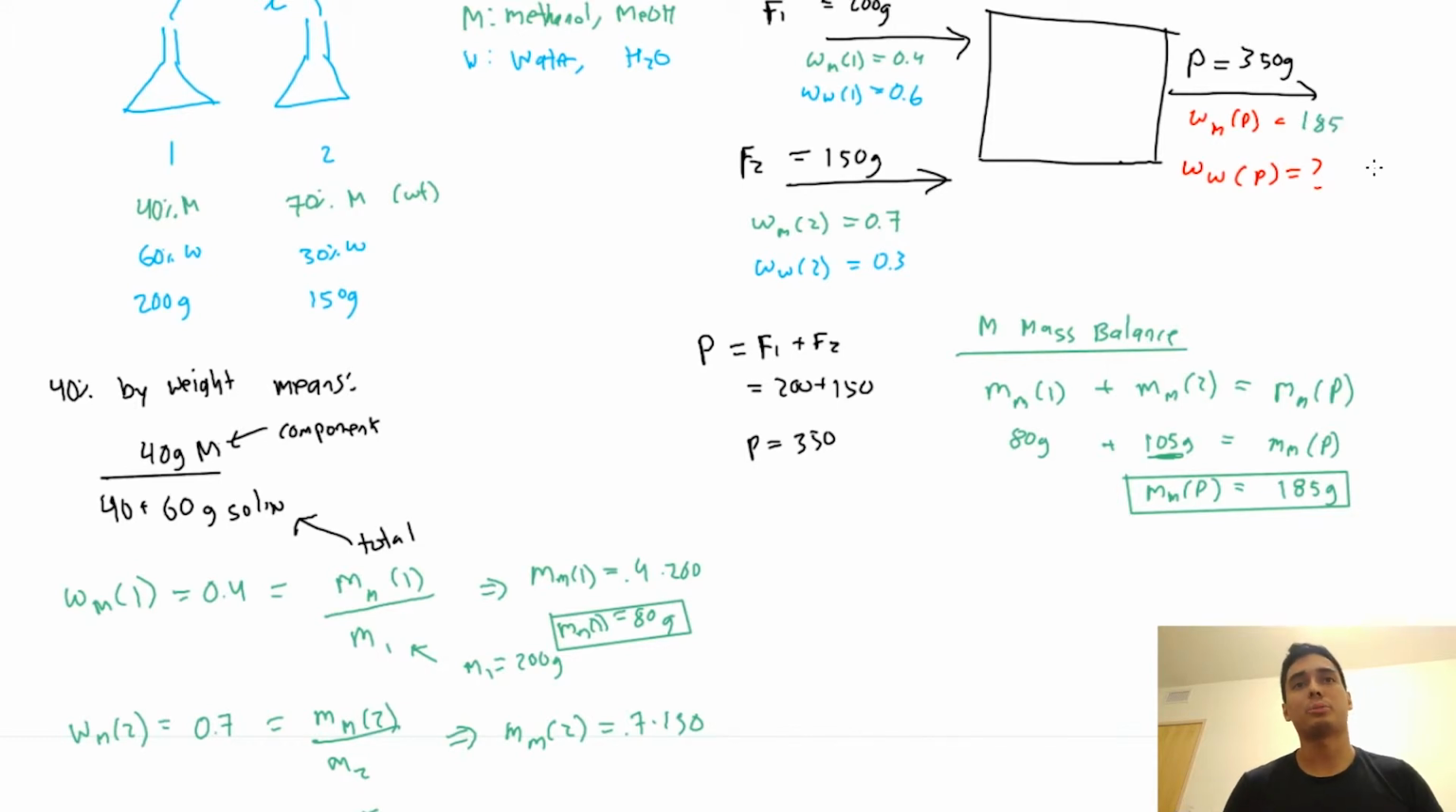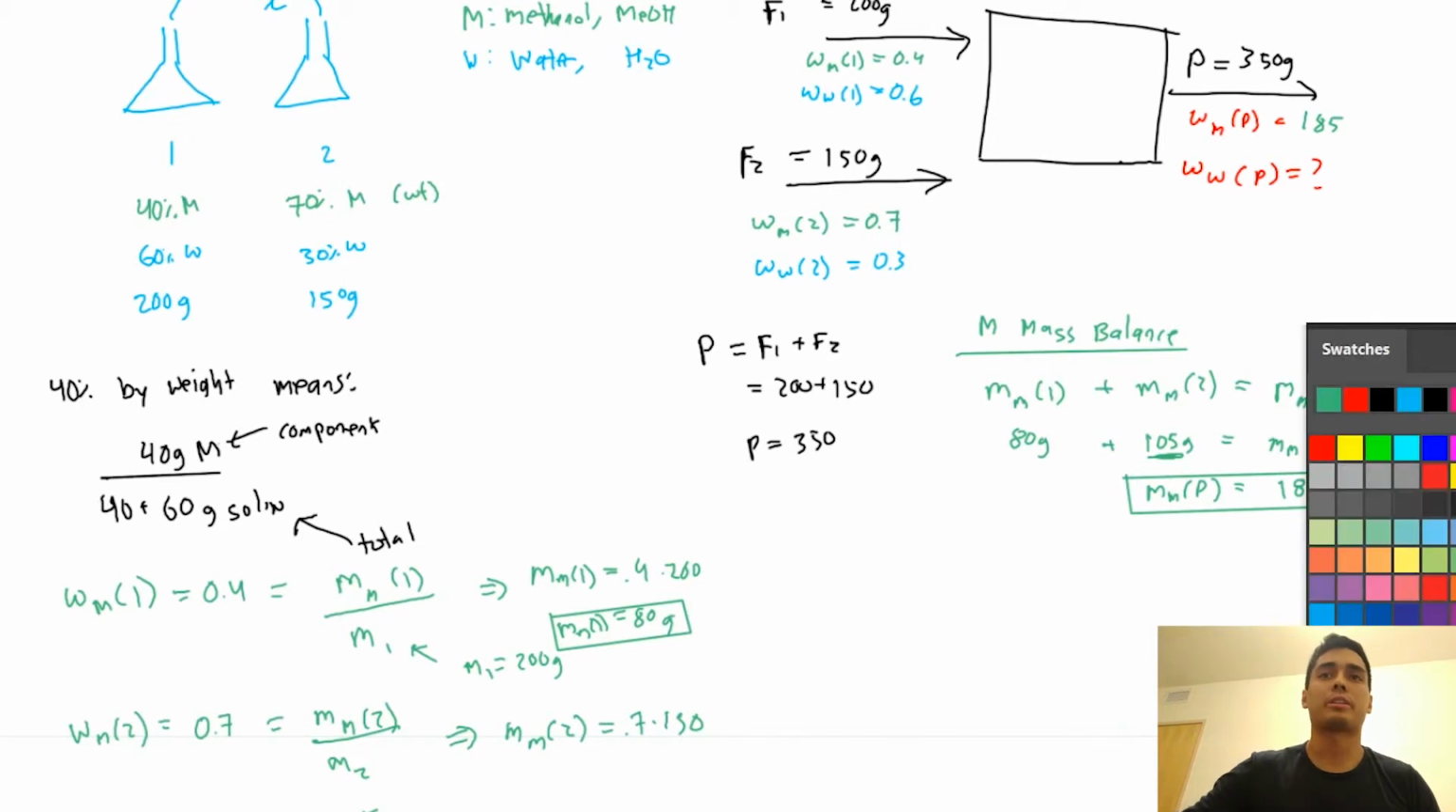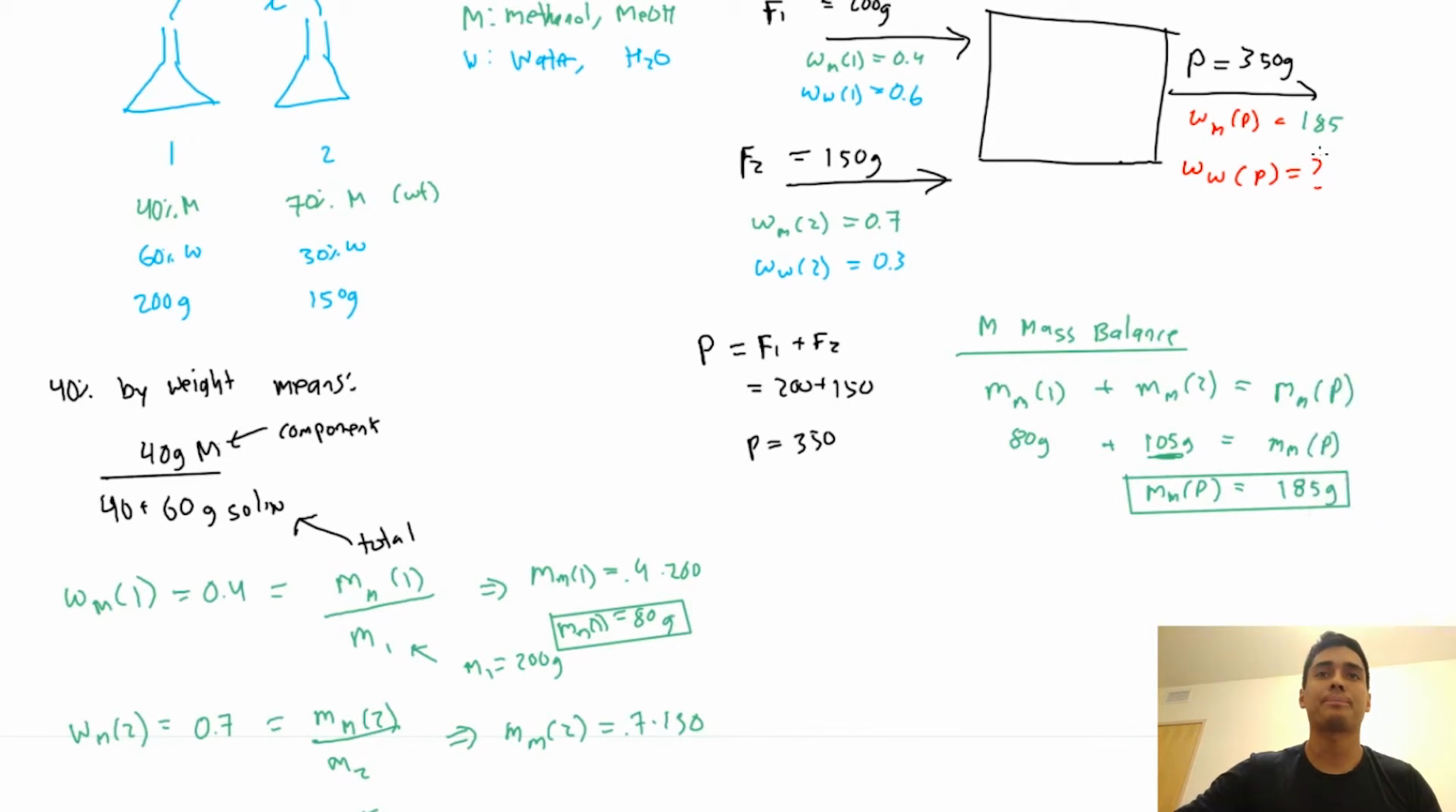And now we have two options. We can do this again, or we can take a nice little shortcut and do a mass balance in stream 3 right here. We say that the product is equal to the mass of the methanol in the product plus the mass of the water in the product. Oh, excuse me, this is not the mass fraction. This is the mass of the methanol in the product.